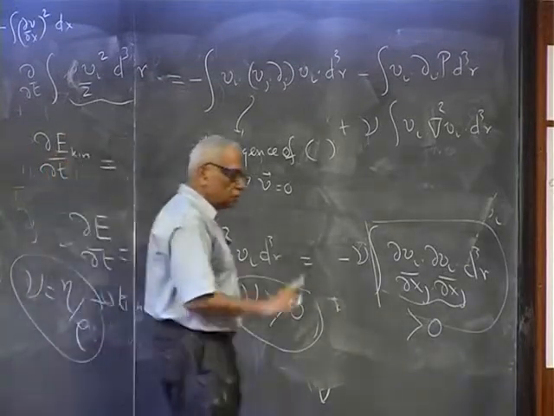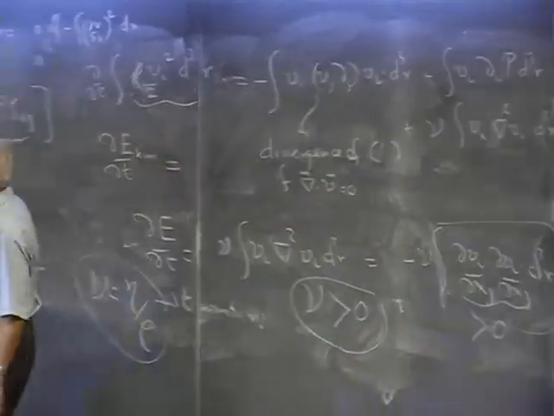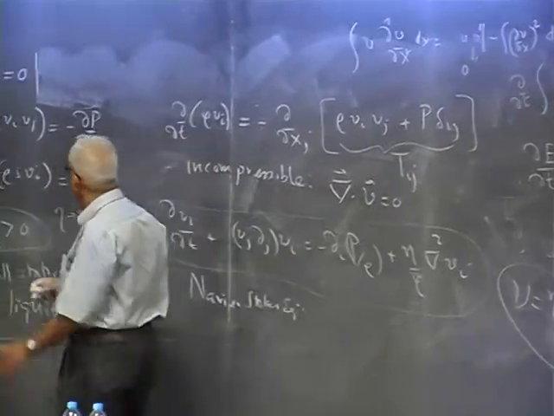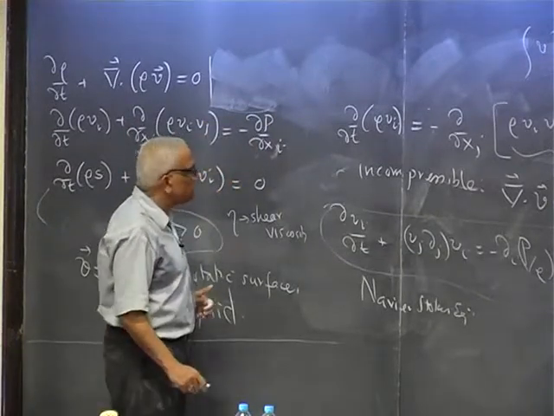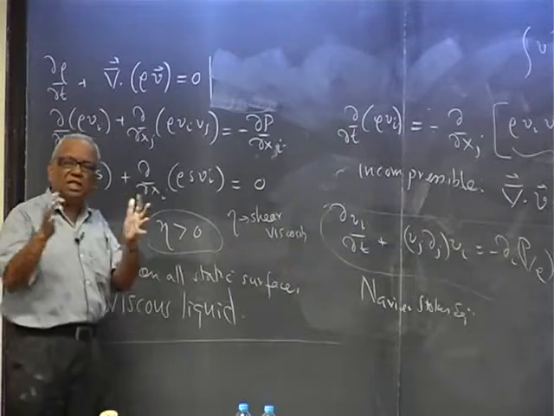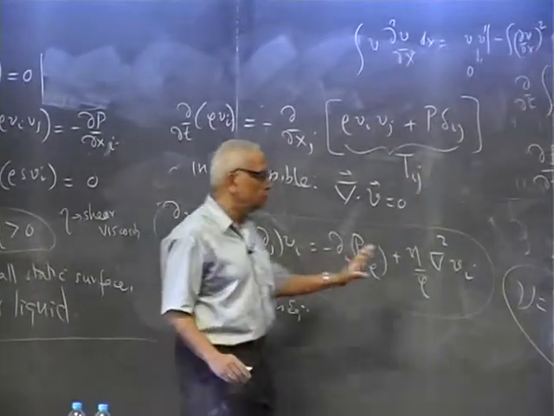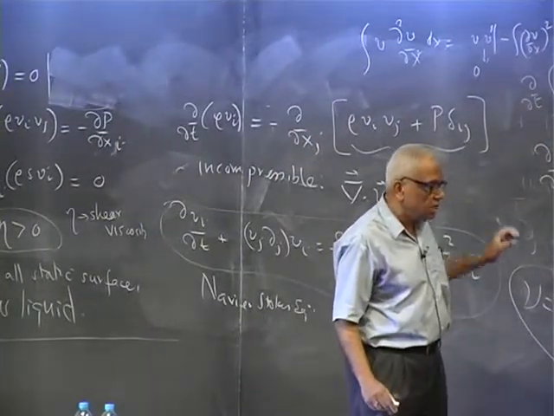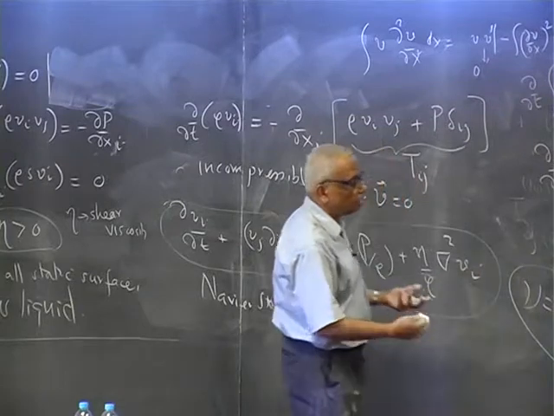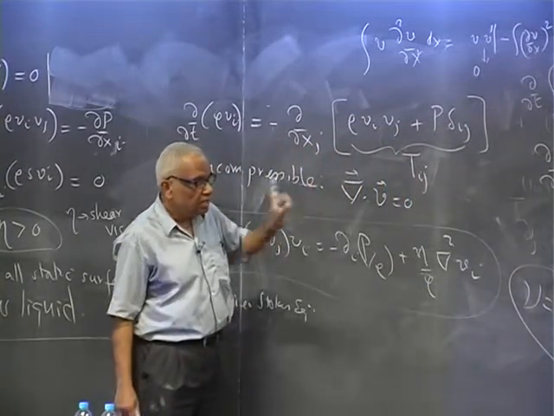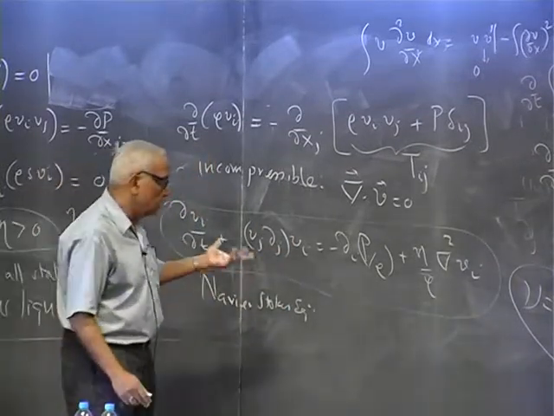zero. But there is no way you can prove it staying within the confines of what we are presently confined to, that is, talking only about the momentum flux and mass flux. Until and unless I start talking about the energy flux, I would not be able to demonstrate that for dissipation to take place, the bulk viscosity also has to be greater than zero. I need the energy flux for that. We are probably not going to deal with it at all in the next couple of days.